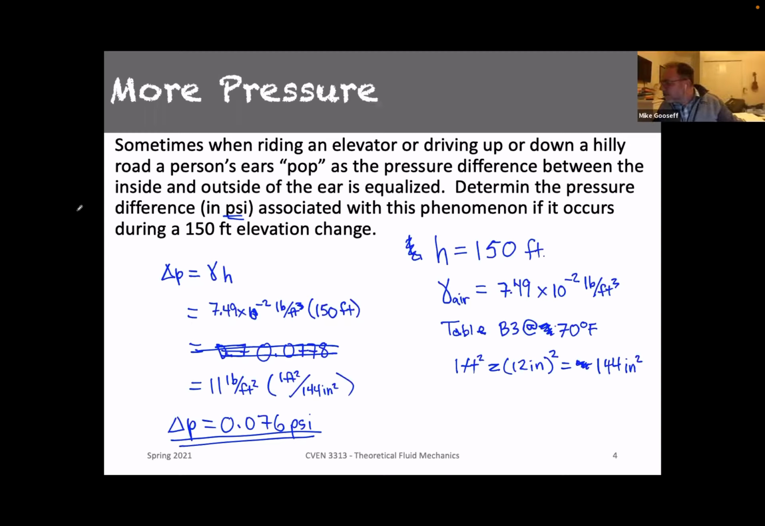Just to clarify, in this class, we round to the correct sig figs as we go. Yeah, correct.